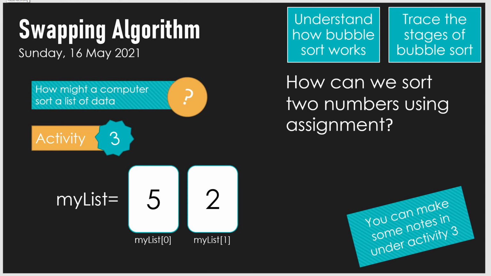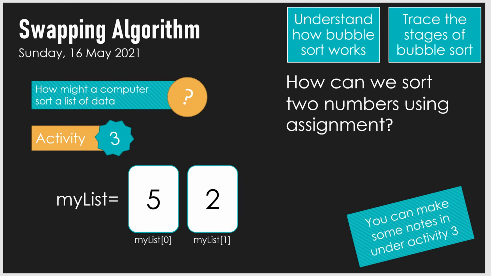Welcome back everybody to part 2 of our sorting data topic. Now in part 2 we're going to start looking at how bubble sort works, and to begin that we need to start looking at a very fundamental part of the bubble sort algorithm, and that is how to swap two different values, or two values at different positions in the data structure, with each other.